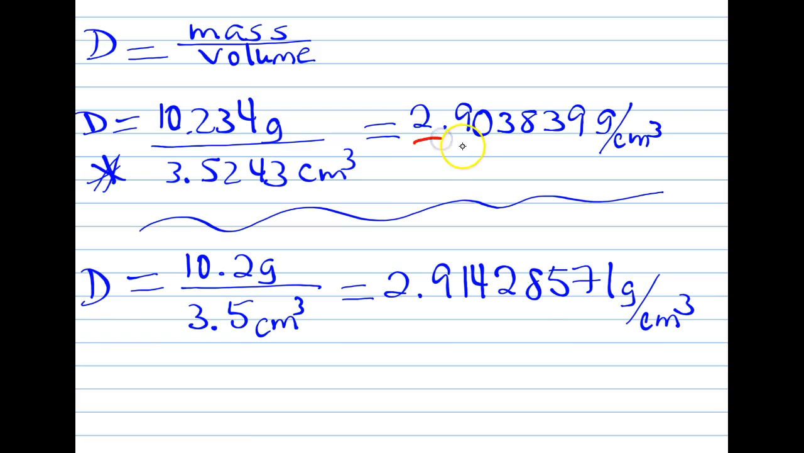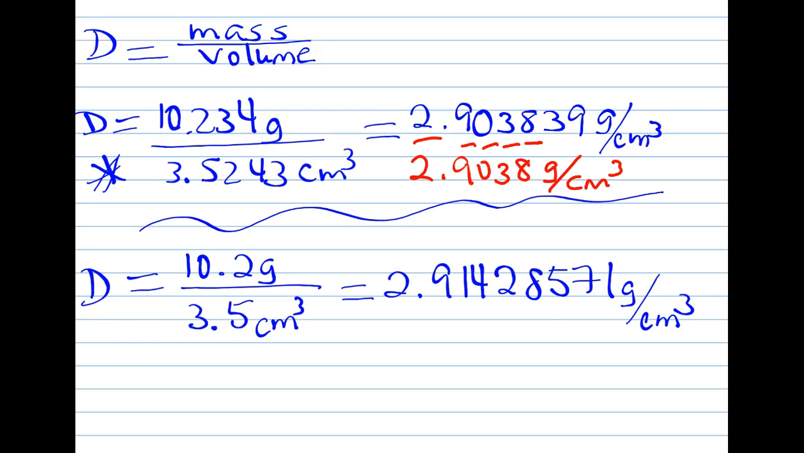So we have 1, 2, 3, 4, 5. We don't need to round up because it's a 3 afterwards. So our final answer for this quantity would be 2.9038 grams per cubic centimeter. That would be the correct answer according to the numbers we had here to begin with from the tools and from the precision of the tools we used.